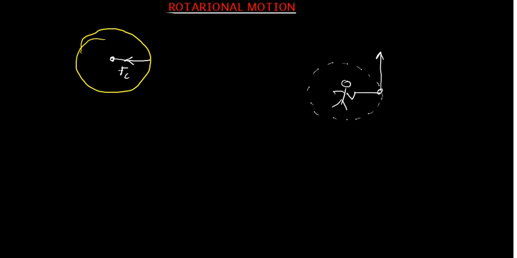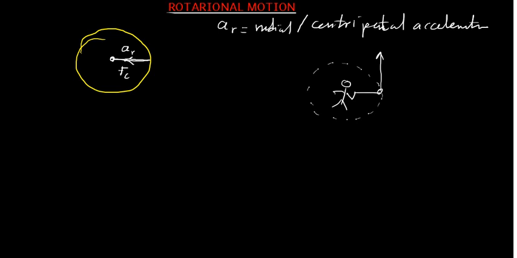So there is also an acceleration. How fast is something moving towards the center? That is called centripetal acceleration, or also referred to as radial acceleration. Okay, so we have got radial acceleration there. So where we are saying AR is radial acceleration, also called centripetal because it is towards the center. Centripetal acceleration.